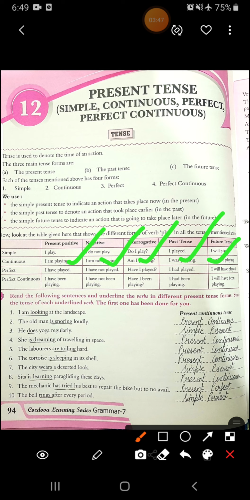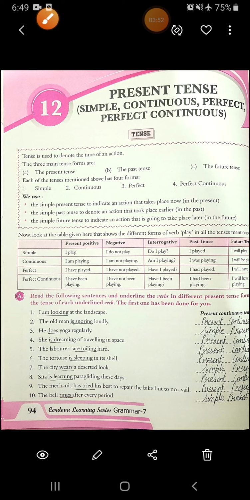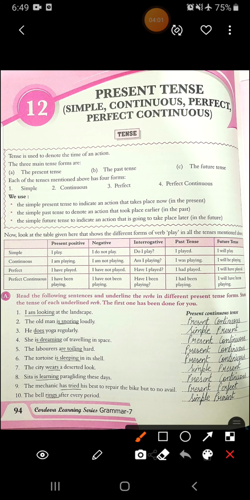Understood? Now see, in perfect form of all the three, we use have, has, had. Alright, we use these. Now see, for present positive, it is I have played. Then for negative, I have not played. Interrogative, have I played? Past tense, I had played. And future, I will have played. Okay. And remember, we use the third form of verb, and we use the past participle form in all the three. Remember this, past participle form.